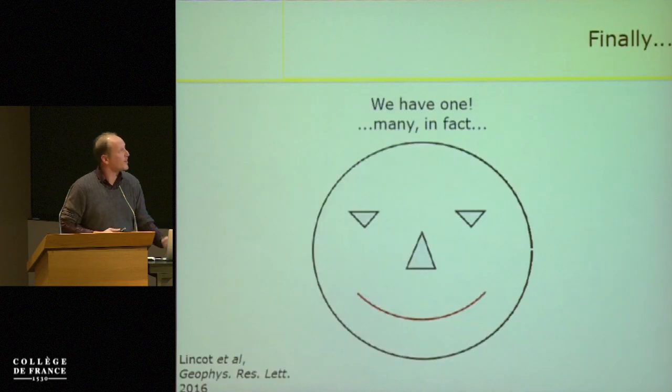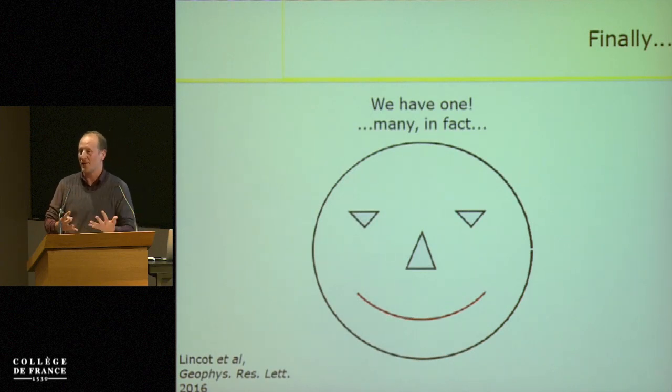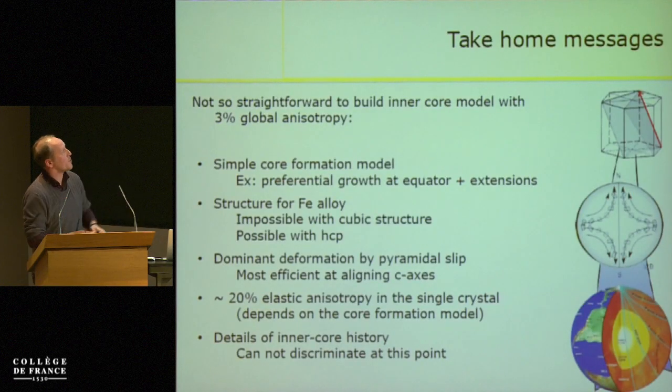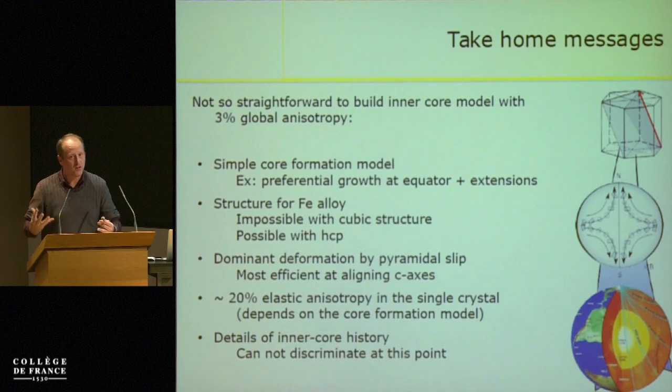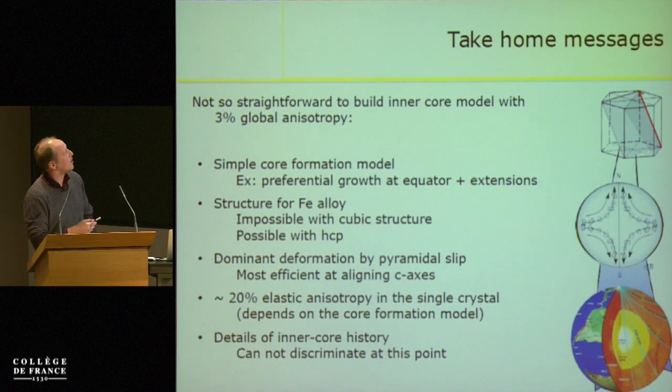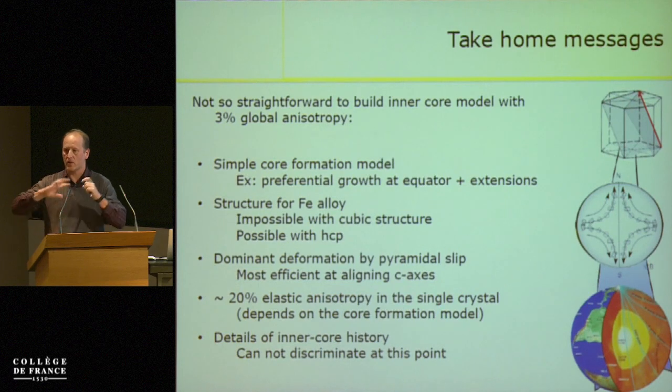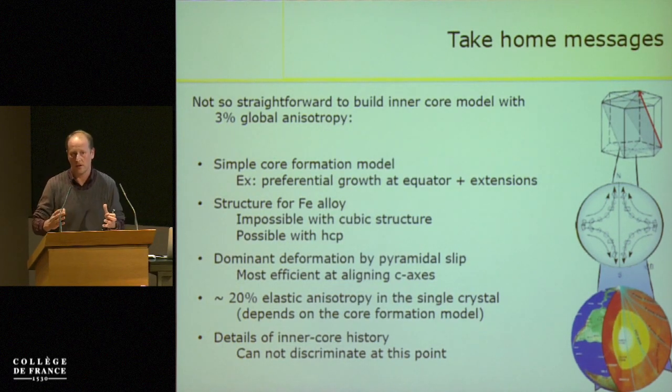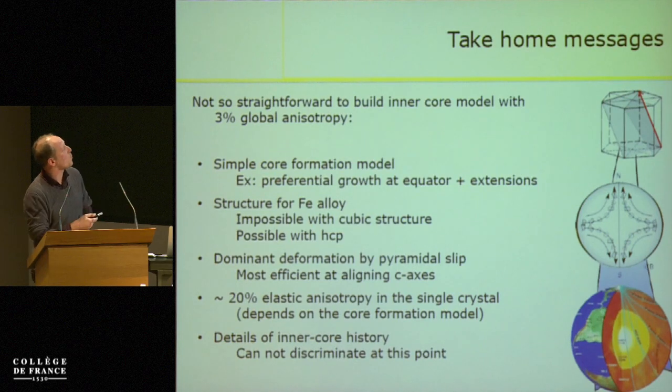So, finally, we had one. Actually, we had many. Now we have too many solutions. So that's another problem. What are the take-home messages? It's not so straightforward to build an inner core with 3% anisotropy. There are many models in the literature, but when you try to put them in equations and calculate seismic velocities, it doesn't work. One key ingredient is that the flow has to be simple. If your flow is too complex, everything is going to cancel out. It's not like in the mantle. In the core, the rays go through the whole thing, so they cross from one side of the inner core to the other side, and that really cancels everything.